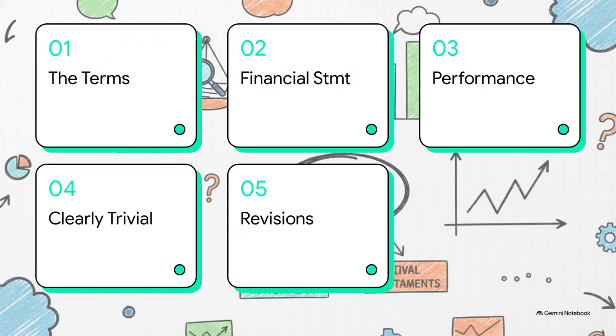Here's the roadmap for our discussion today. We'll start with the three different terms, move into financial statement materiality, define performance materiality, look at the clearly trivial threshold, and wrap up with revisions during the audit.